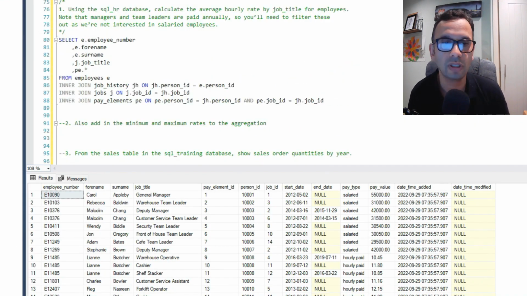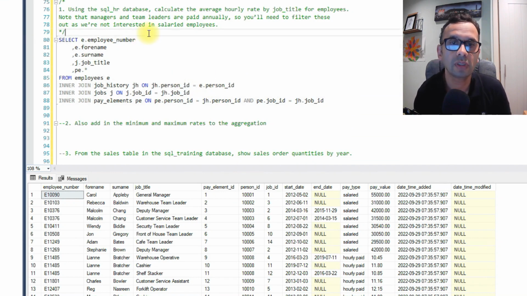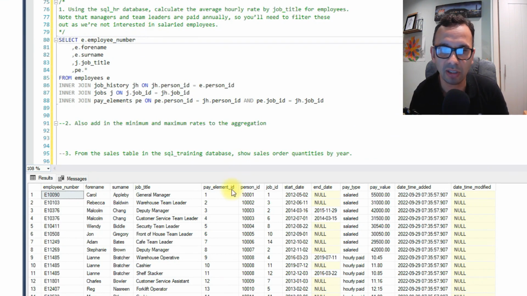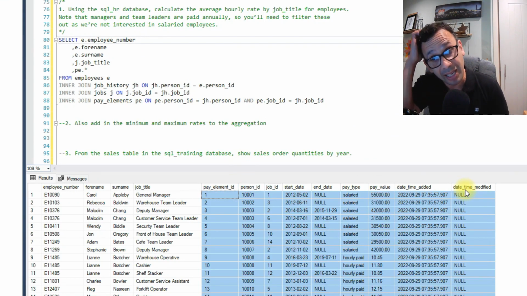Okay, so let's have a look at those. Okay, number 1. Average hourly rate by job title for employees. So we looked at this, we saw our pay elements table.